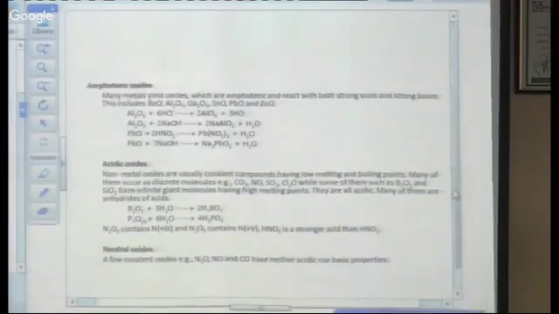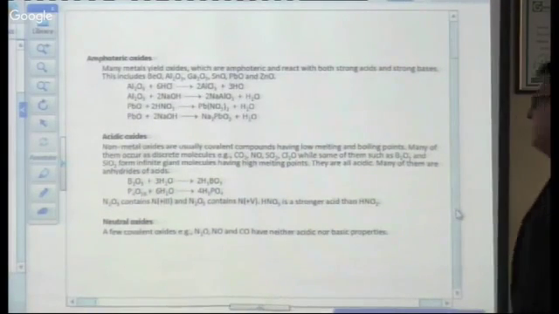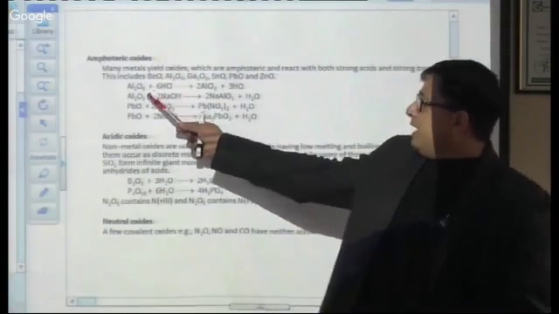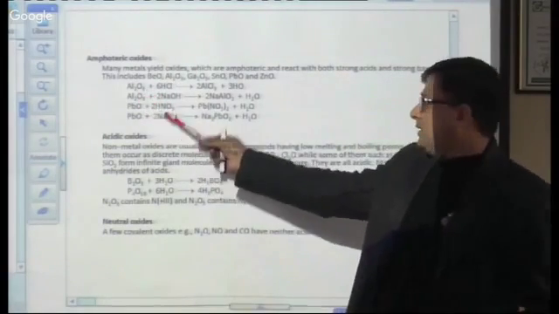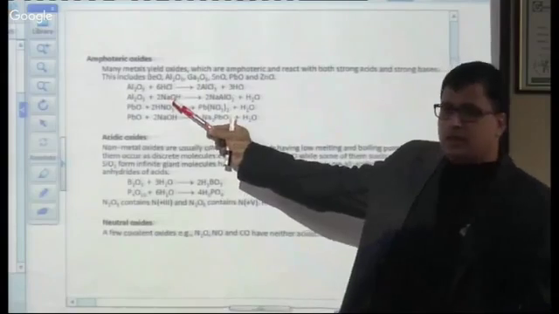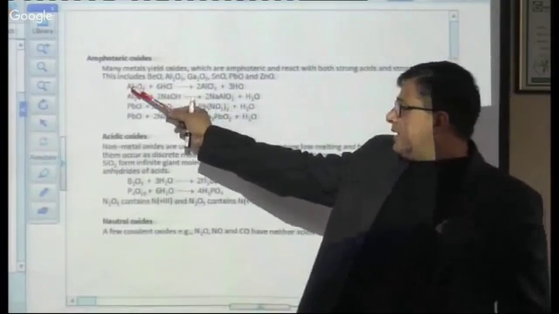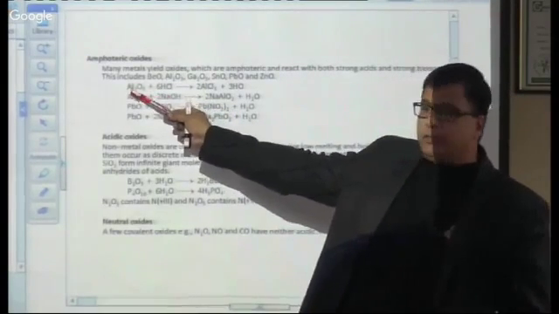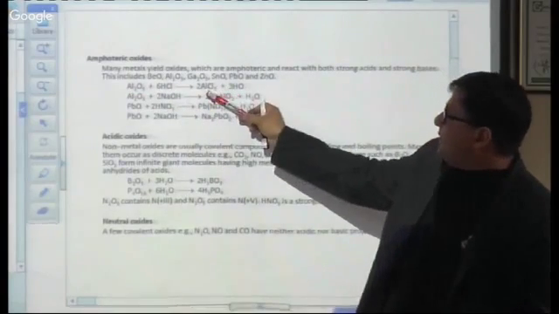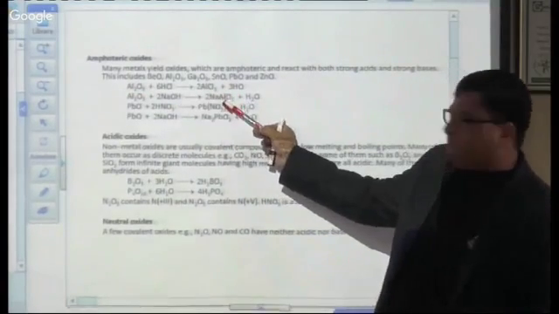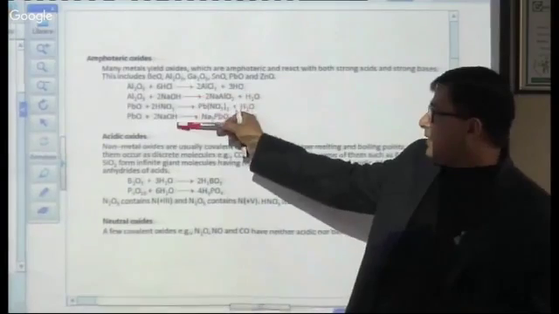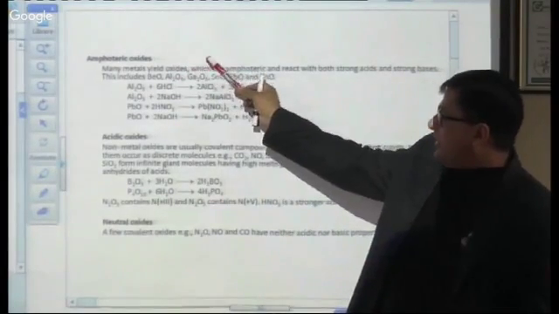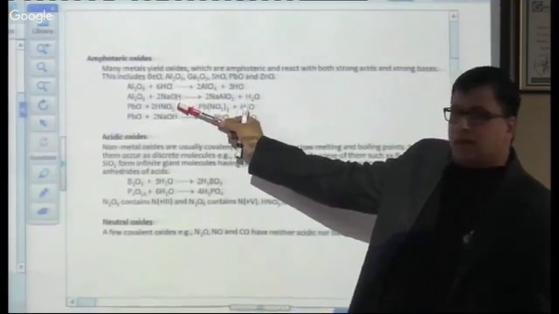Now, three more oxides. One is amphoteric, acidic, and neutral. Amphoteric oxide, aluminium Al2O3. This is amphoteric oxide because it reacts with HCl as well as NaOH. See the reaction, the oxidation state remains constant. In Al2O3, the oxidation state of aluminum is +3. When it reacts with HCl, it gives +3. When NaOH, it will give +3. Because it is acid-base reaction. So, amphoteric oxides are the oxides which react with acid as well as base.